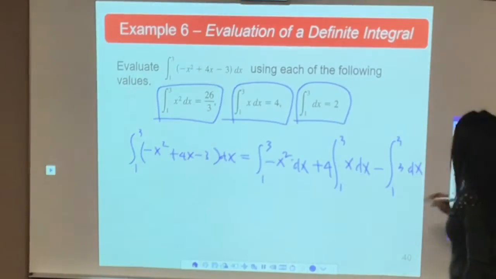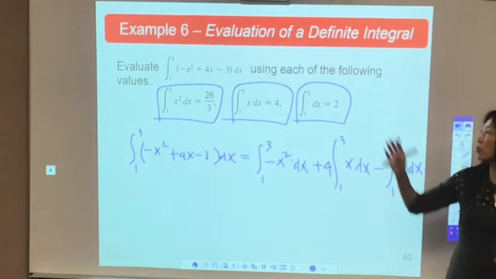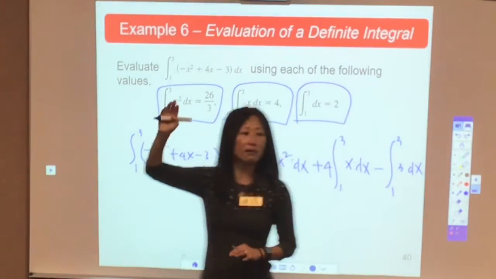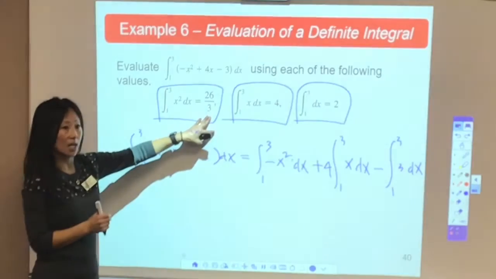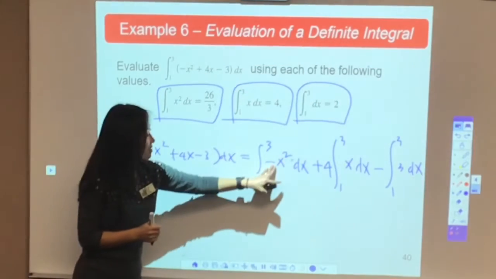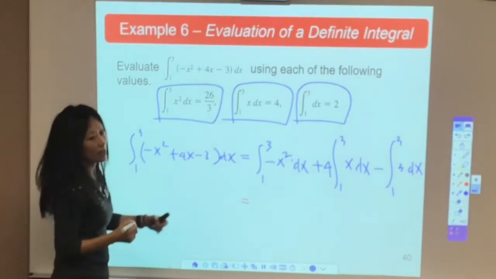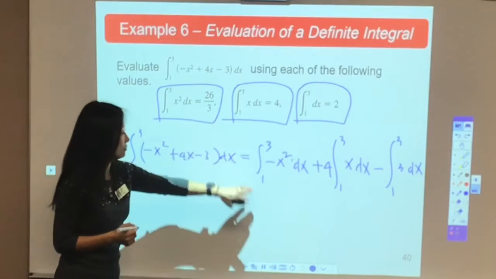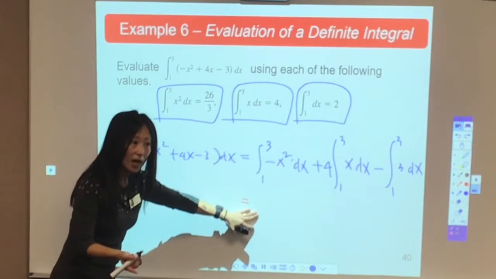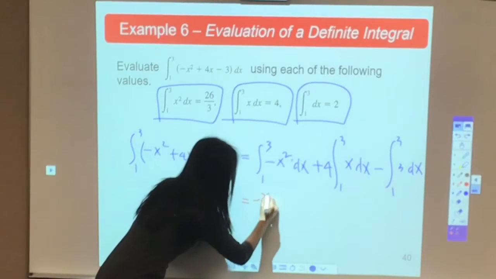All right, now they told you, let's evaluate this one using what they gave. They gave you the integral of x squared equal to 26 over 3. So I have a negative. So my answer should be then what? Can you guess? The positive x squared gives you 26 over 3. What would the negative be then? Negative what? 26 over what? 3. Does everybody agree? Yes.